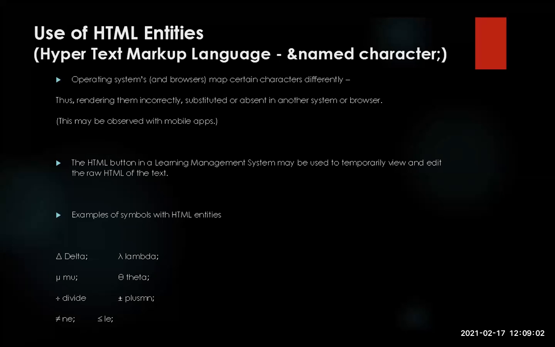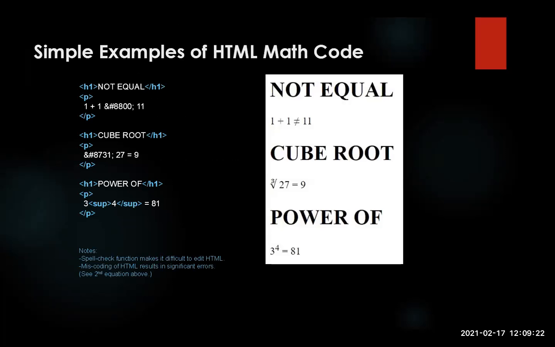Here are some examples of HTML entities and how they can be used. Greek symbols and mathematical symbols can be represented with acronyms or special codes. Here are some simple examples of HTML codes. These HTML codes have been used to generate formulas.